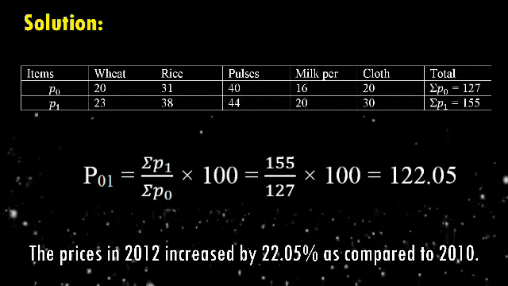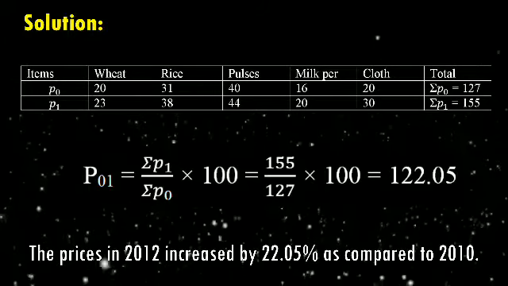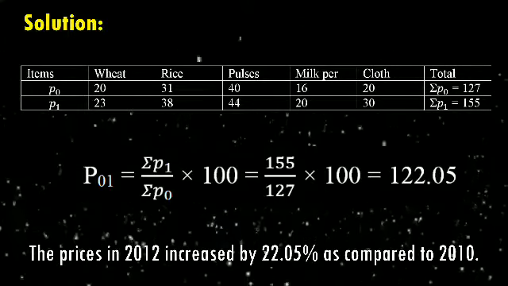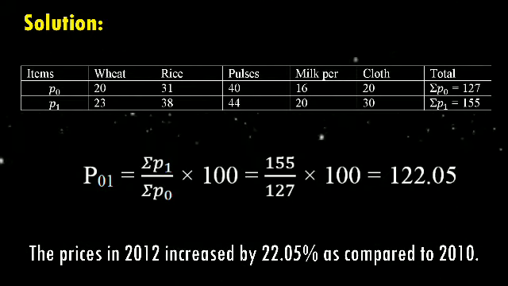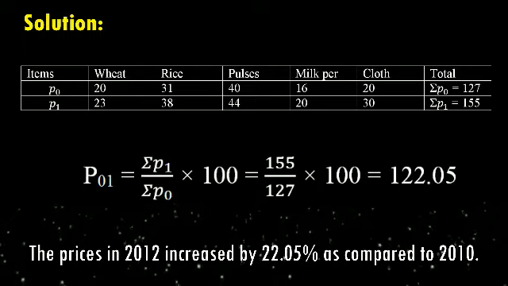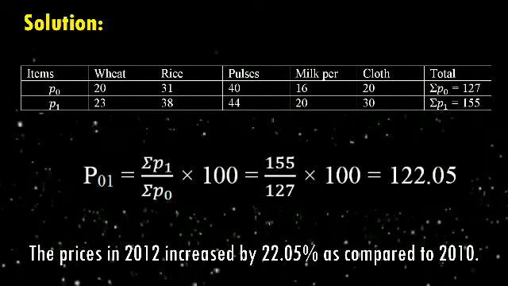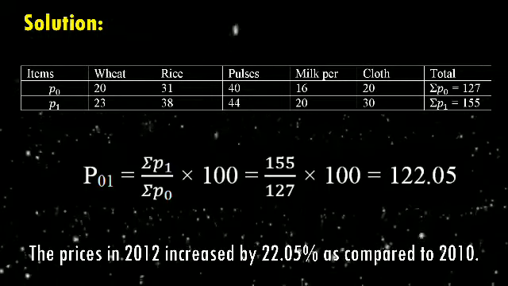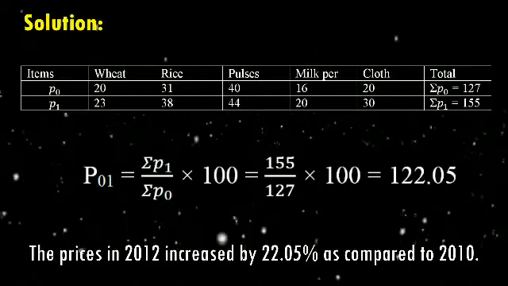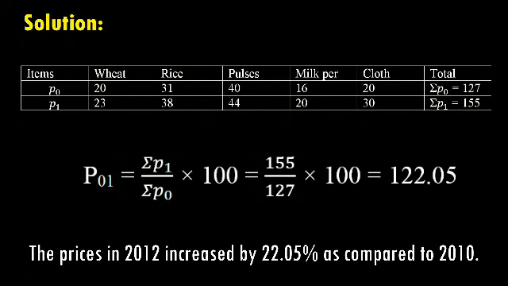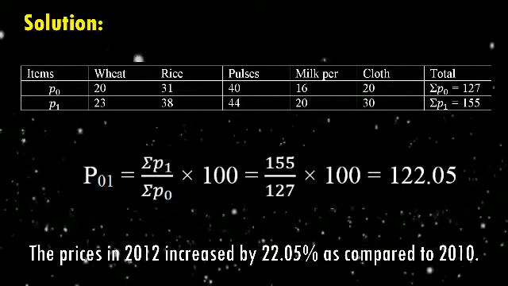122.5. So after computing the index number, the next step is to write the valid conclusion. Here you should conclude about the data. What is the gradual increase or decrease in the price values of the commodities which is taken into consideration between the base and the current year. Here your answer is 122.5, write it as 122.5%. After that, in order to write the conclusion, your price index value is 122.05, right?